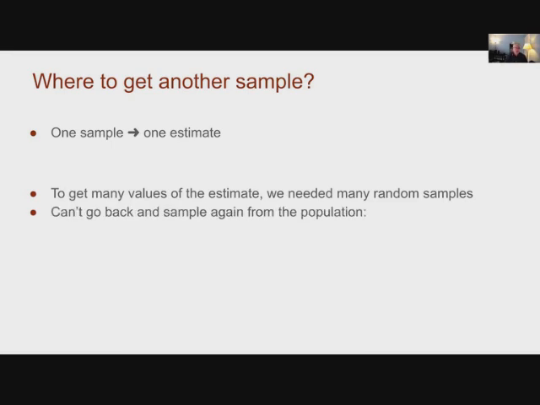So most times we can't go back and sample again from the population because each time costs. It takes time to do a survey, it takes money to do a survey. So are we stuck? We're kind of in a bit of a dilemma here. How do we get more estimates of our statistic without re-sampling the population?